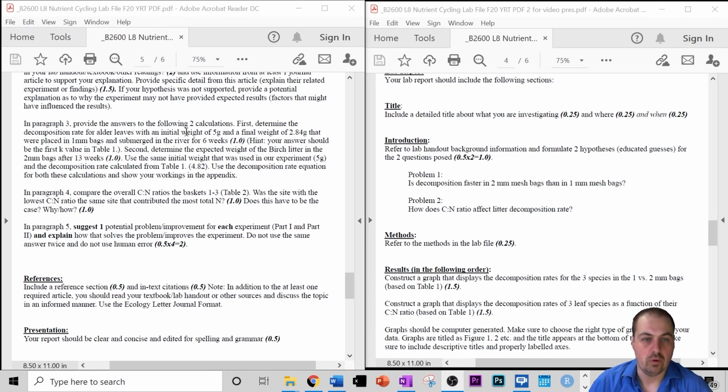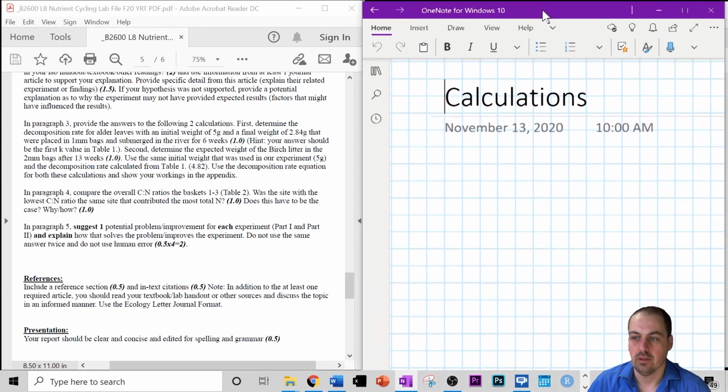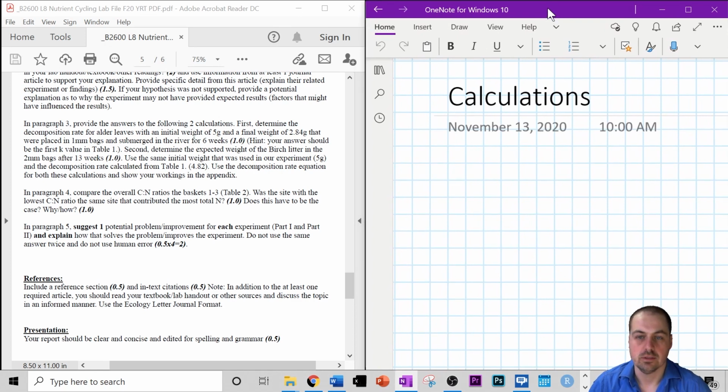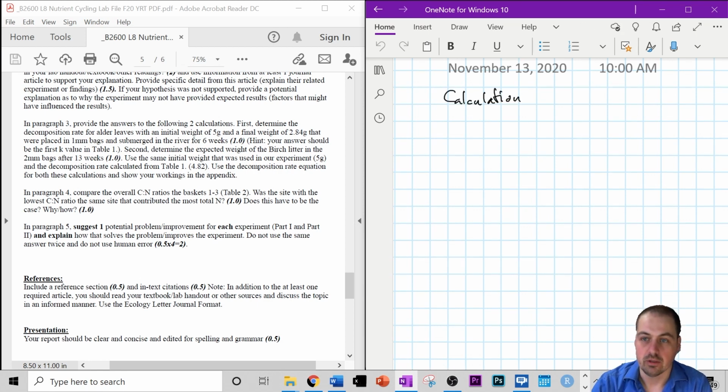And so for paragraph 3, you're just going to do some calculations. One of the reasons I added this is just so I can see that you guys can do your calculations. The other reason is I just want to play around with some software to see if it actually works. So let's start it up. So you're going to have calculation 1. See if that comes up. Yep. All right. So this one is pretty simple.